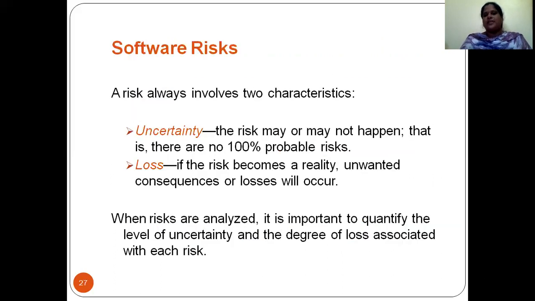So what are software risks? A software risk involves two characteristics. The first one is uncertainty, and the next one is loss. In uncertainty, the risk may or may not happen, meaning there is no 100% probability that the risk will occur. Loss: in loss, the risk becomes a reality. Unwanted consequences or losses will occur. So when risks are analyzed, it is important to quantify the level of uncertainty and the degree of loss associated with each risk. So you should analyze it, you should quantify it, and you should see what the uncertainty of the risk is. And after finding the uncertainty, you should see what loss is associated with that particular risk.